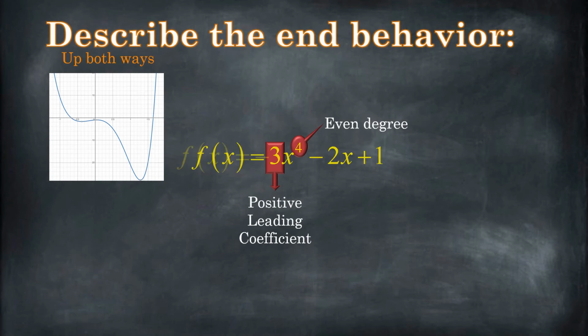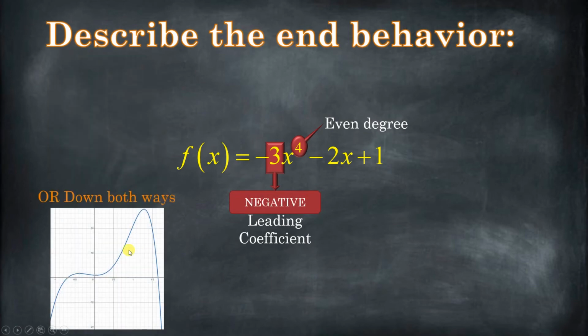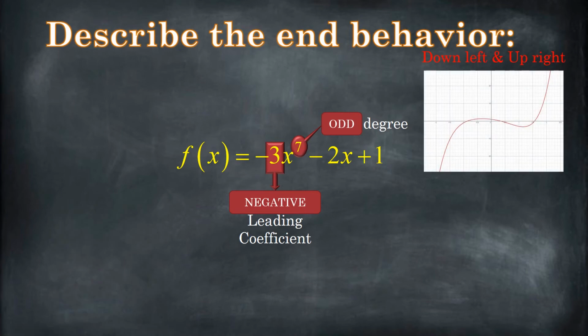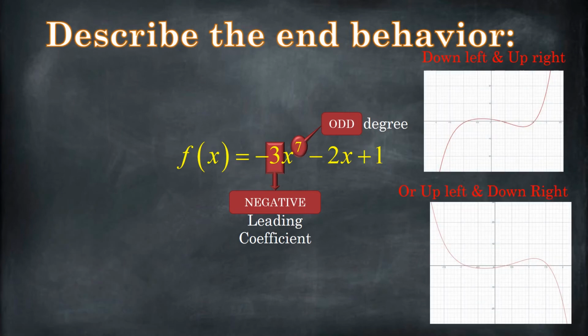Boom, we're done. Now, what if it was a negative leading coefficient? Well, the degree is still even, so it's going to go either up both ways or down both ways. But now, because we have a negative leading coefficient, it's going down both ways. Do you see? Now, if you have an odd degree, that means it's either going to go down to the left, up to the right, or up to the left and down to the right. One of those two, right? And it all depends on the leading coefficient.